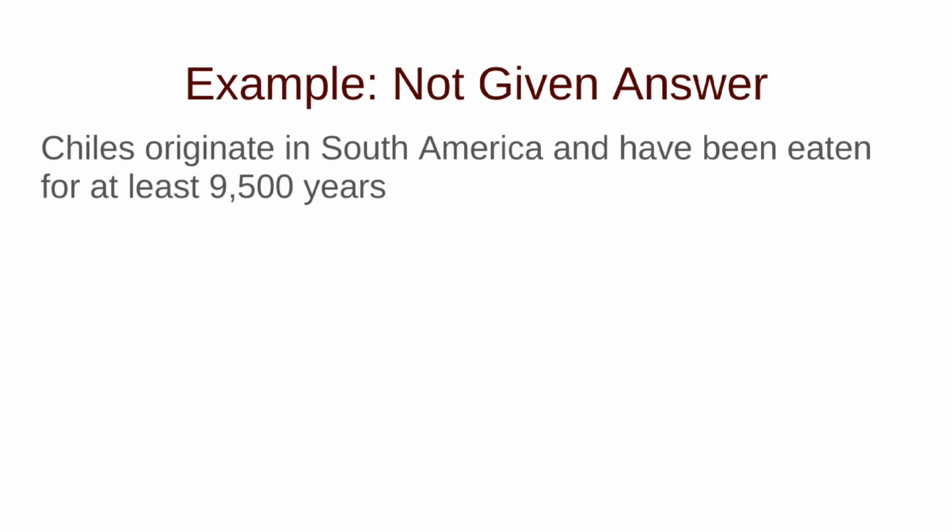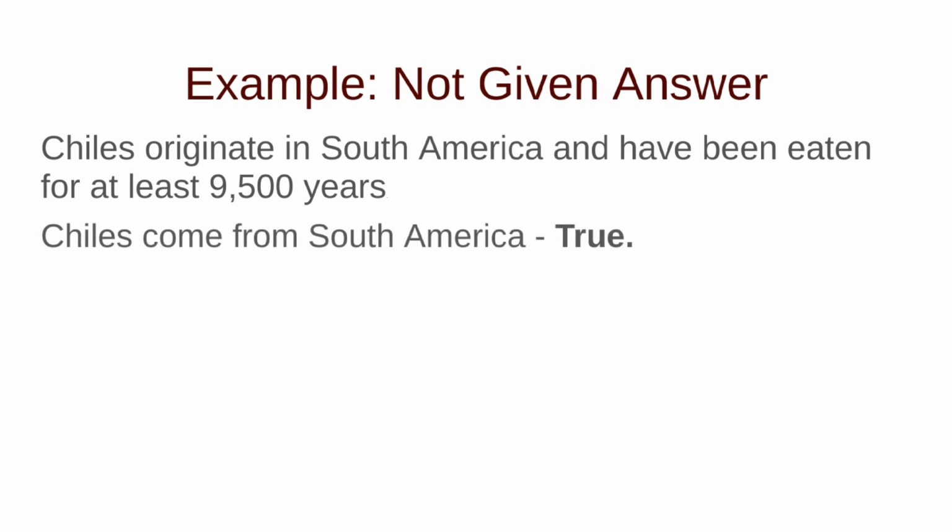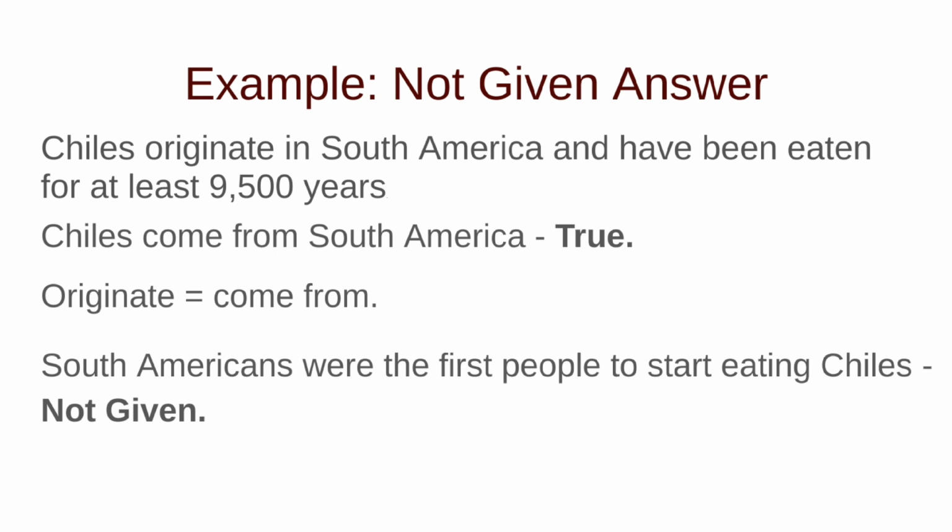Okay, so let's move on to a question where the answer will be not given. Look at this line of text. Chilies originate in South America and have been eaten for at least 9,500 years. Now, if the question is chilies come from South America, we know that's true. Originate means come from. Chilies originate in South America. The statement is true. But consider this statement, this question.